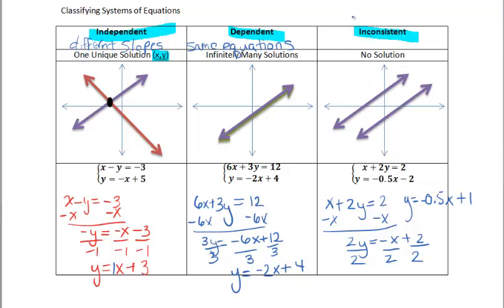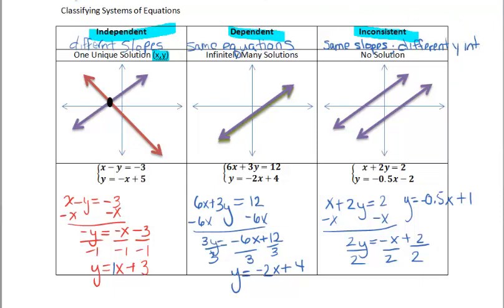So inconsistent equations, or an inconsistent system, is going to be identified without graphing by solving for y and finding out that I have the same slopes, so same slopes, but I'm going to have different y-intercepts.